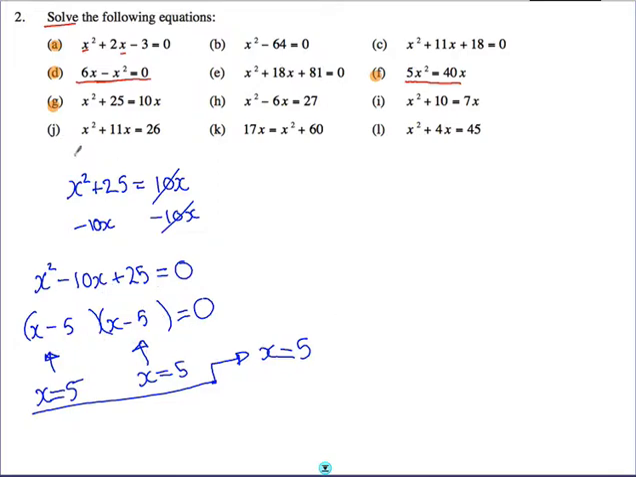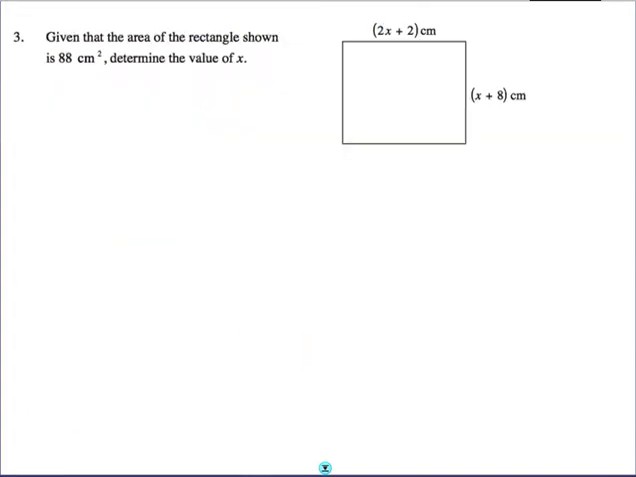We can just do a quick check. 5 squared is 25, and we still have a 25, is equal to 10 times 5, which is 50. And is 25 plus 25 equal to 50? Yes, so x is 5. And we're done. We can go to the next one. Now, question 3.